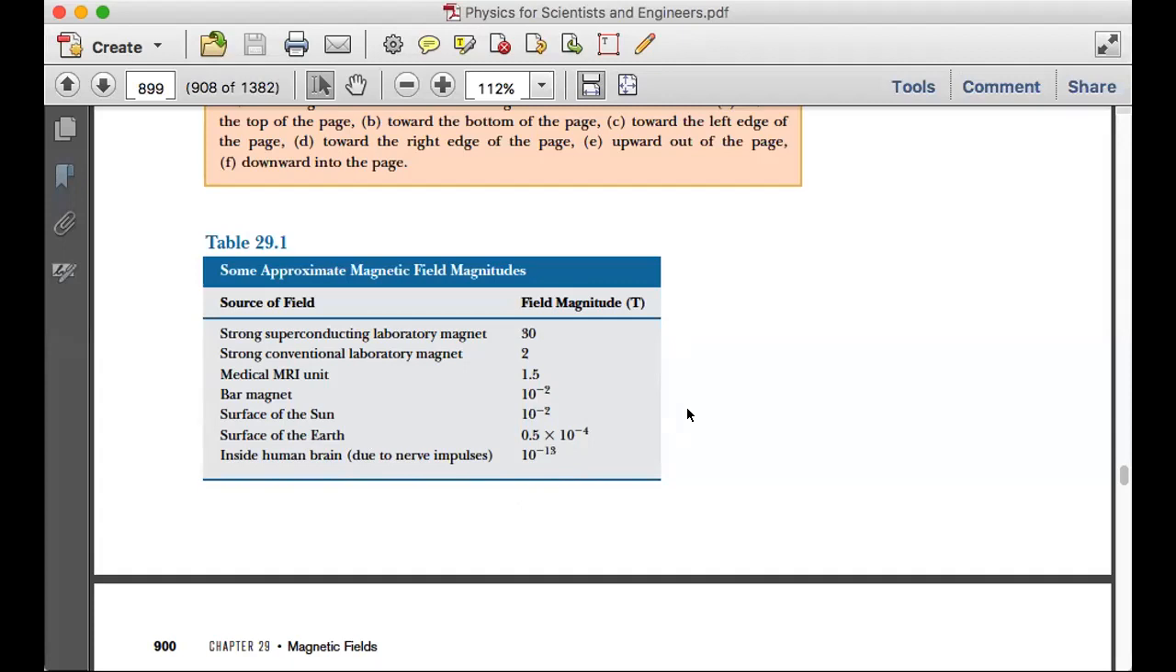Is there any question? This MRI, usually this magnetic resonance, I forgot what the I stands for. Magnetic resonance imaging. It's used for medical purposes.